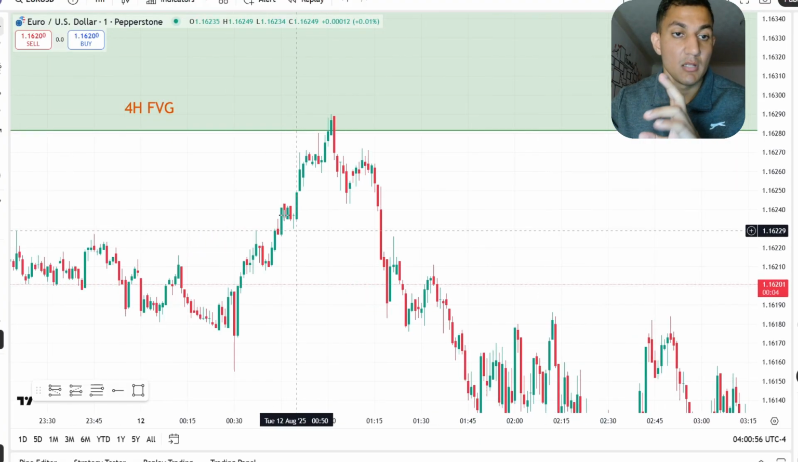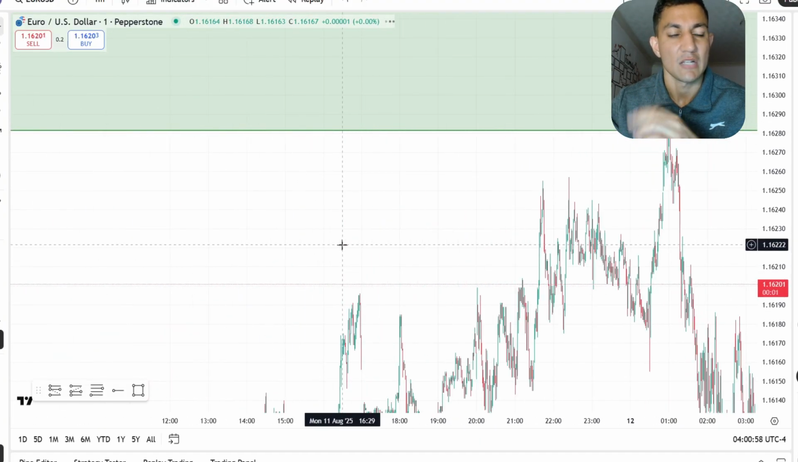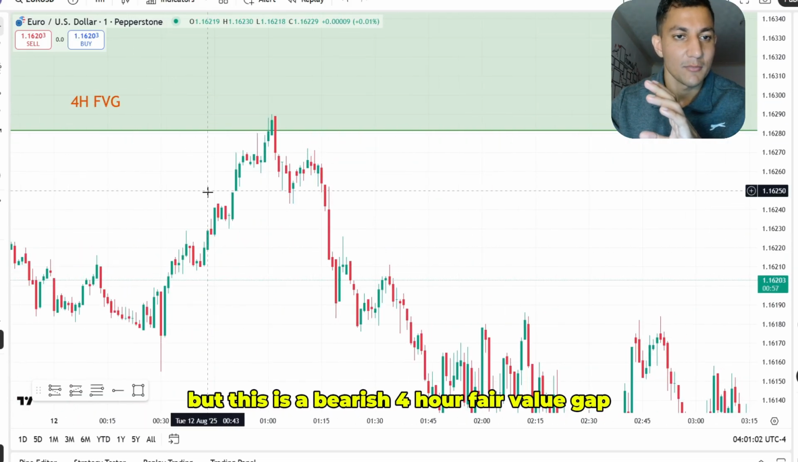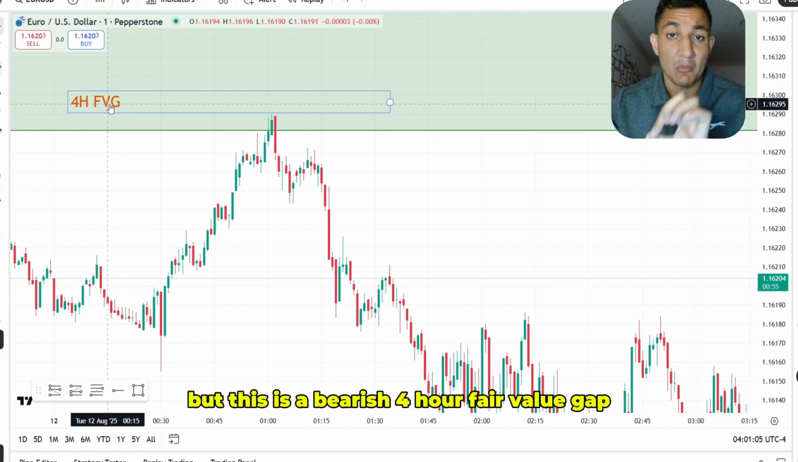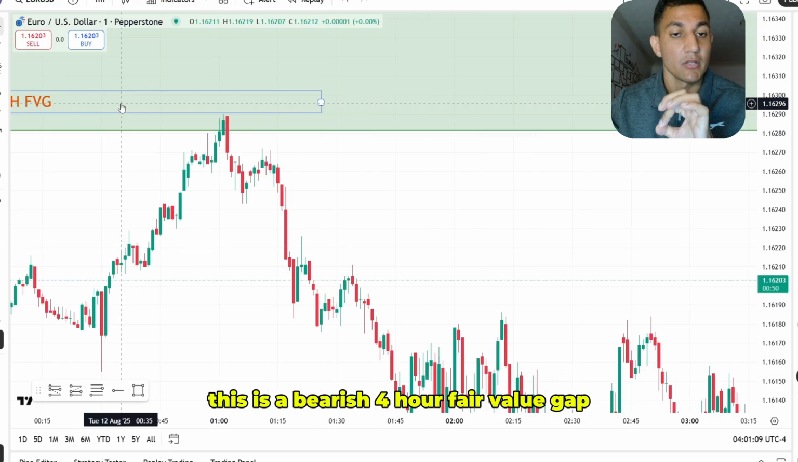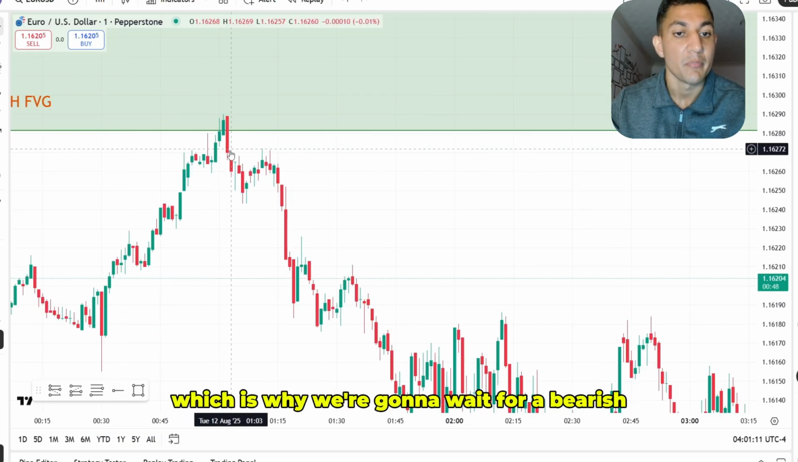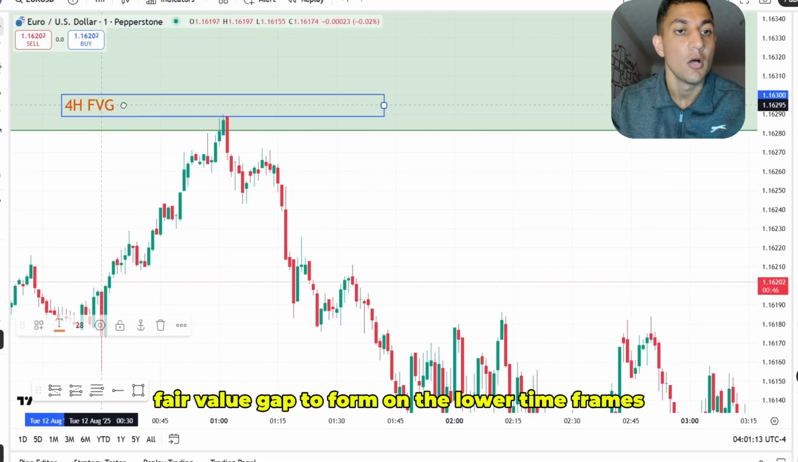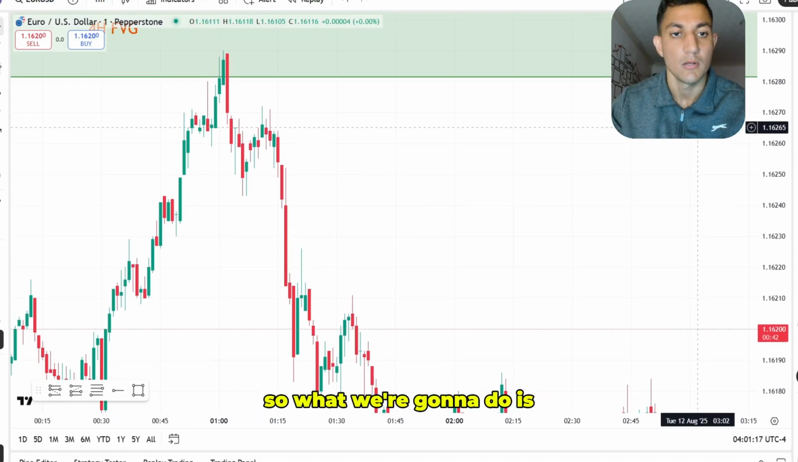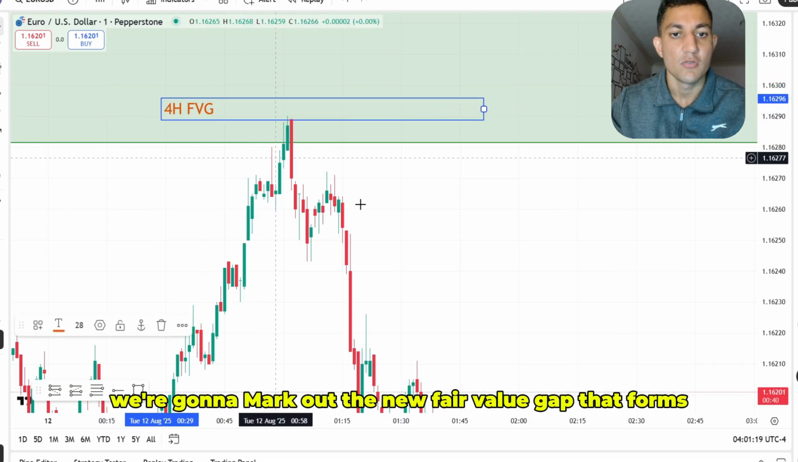So now remember, this is the bearish, let me zoom out. Actually, it's on the 1-minute chart. We won't do this. Again, I'm not going to explain this in too much detail, but this is a bearish 4-hour fair value gap. Remember when we marked it out before? This is a bearish 4-hour fair value gap, which is why we're going to wait for a bearish fair value gap to form on the lower time frames, which shows us we're on the right side of the market. So what we're going to do is mark out the new fair value gap that forms.